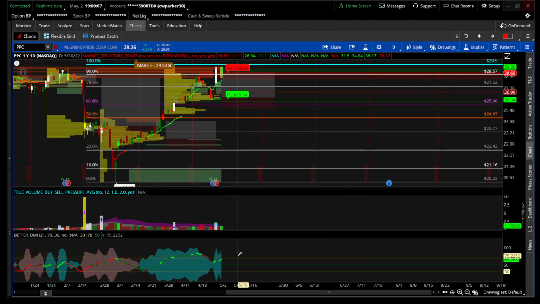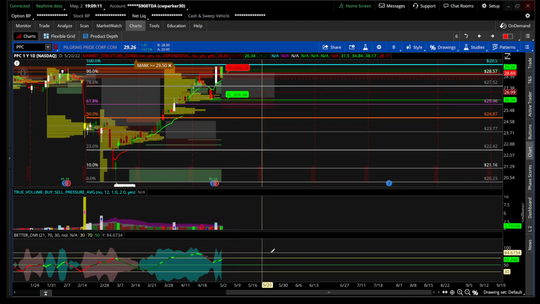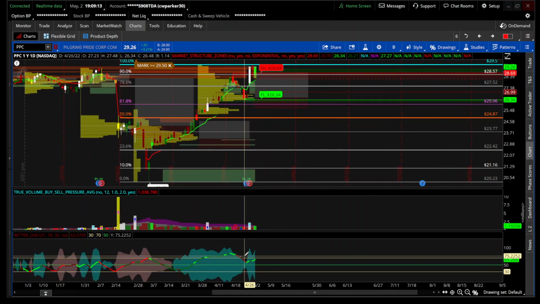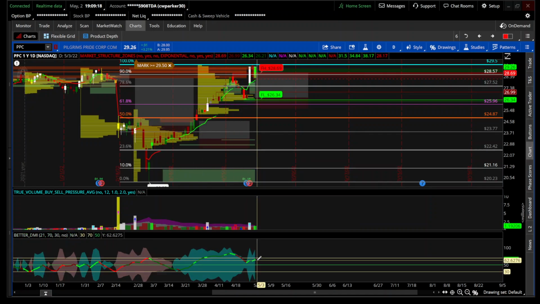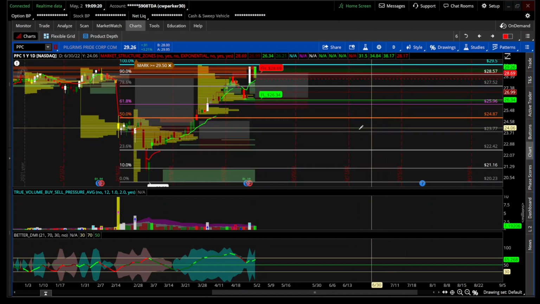I call it the better DMI. And it'll be available once I'm able to put the signals in there. But I just wanted to debut it with this stock right here.